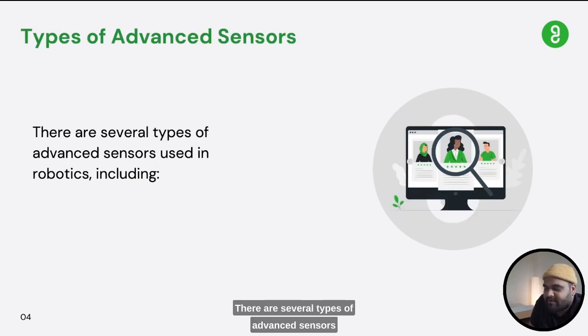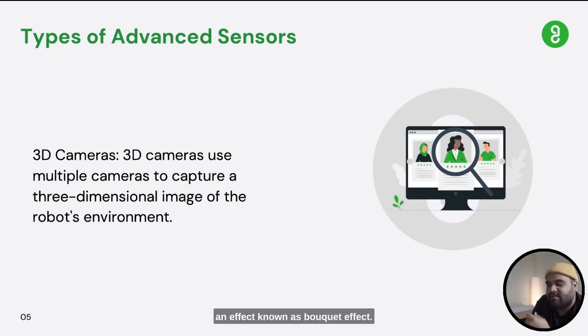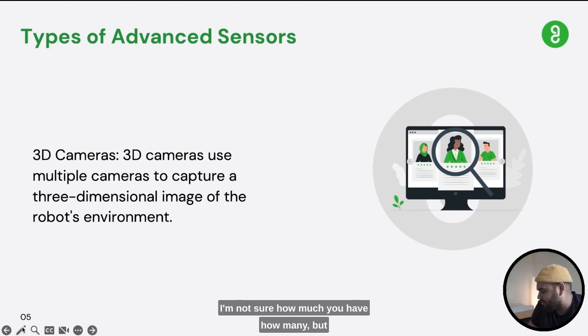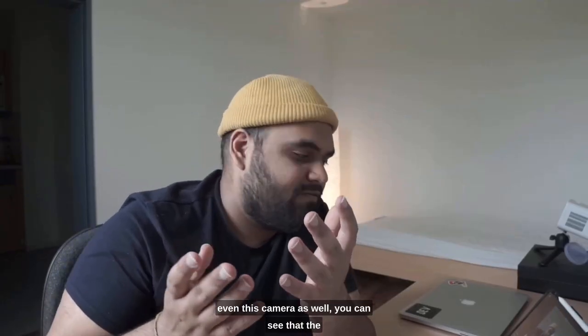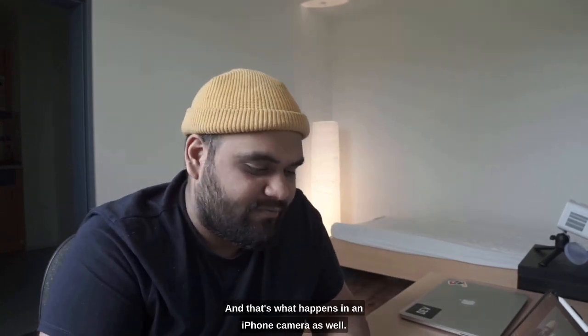There are several types of advanced sensors used in robotics, including the 3D camera. A 3D camera uses multiple cameras to capture three-dimensional images of a robot's environment. I'll give you a very practical, very easy example. Take any iPhone after iPhone 11 Pro. All of these iPhones have multiple cameras, and these multiple cameras help you determine the depth of the image. That's why you can see an effect known as the bokeh effect. Even on this camera, you can see that the background is quite blurred, and that's what happens in an iPhone camera as well.